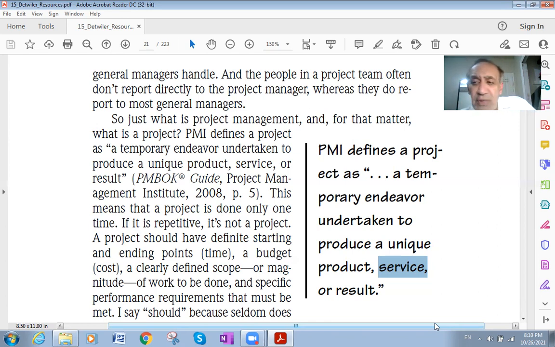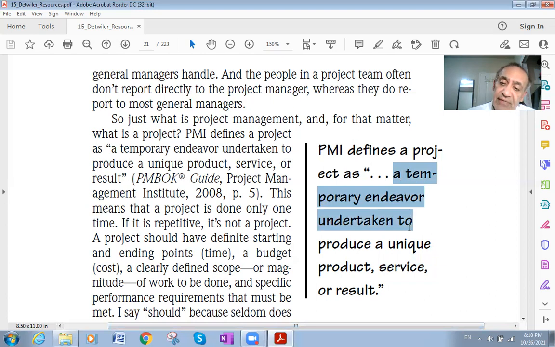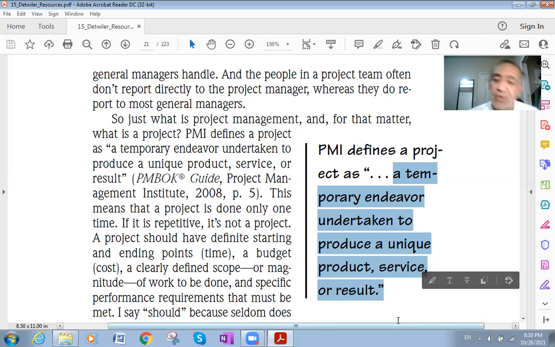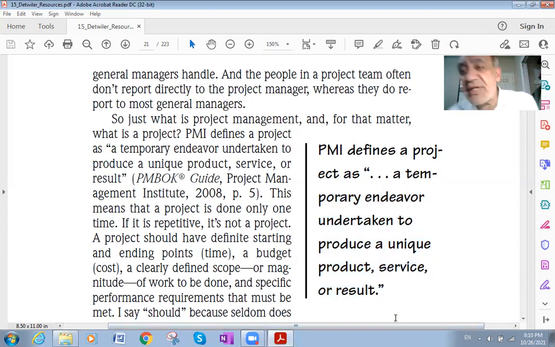When you go to a lawyer, for example, you first ask about this lawyer. Is he good or bad? Is he good in his specialization or not? So this is the point. Again, the definition of a project: a temporary endeavor undertaken to produce a unique product, service, or result. So those are the differences between products and services.